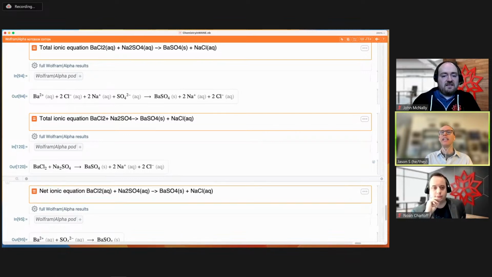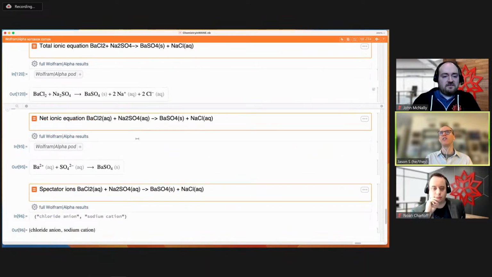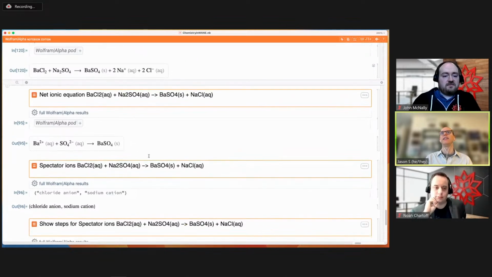And again, getting back to the mathematical underpinnings of chemistry, one could think about crossing those out just as you might cross out things that are on 2 sides of an algebra expression. And that's exactly what the net ionic equation gets after: it removes things that could be canceled out. And so here we get just the barium and the sulfate going to the precipitate that would form.